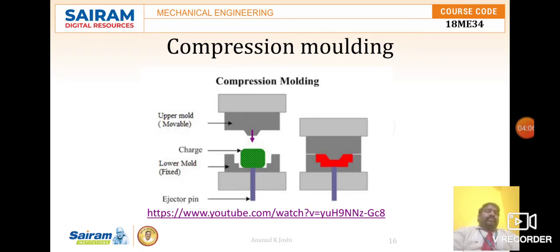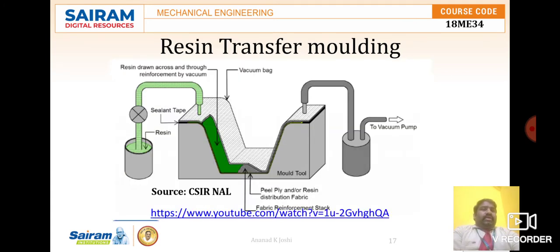I hope you understood by seeing this video, for a clear idea about compression molding. The next slide is going to discuss resin transfer molding. This resin transfer molding consists of various components, and this figure I took from CSIR NAL to understand the concept better. Usually it consists of major parts like the sprue, heater, and plunger.